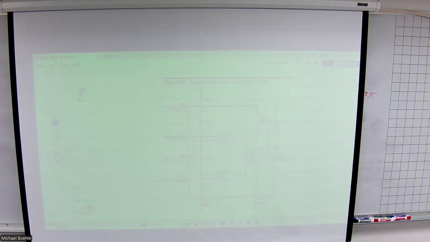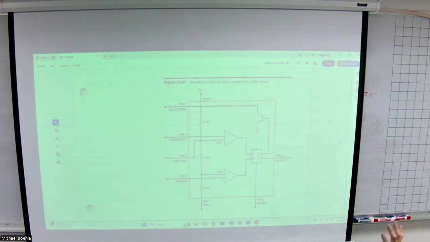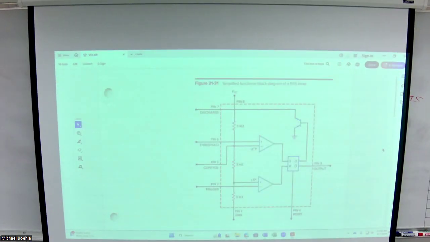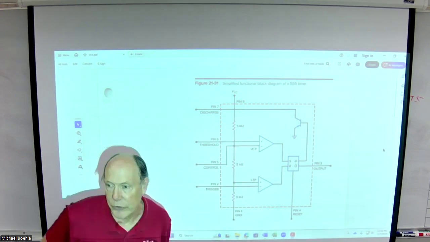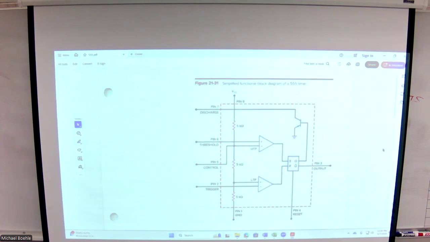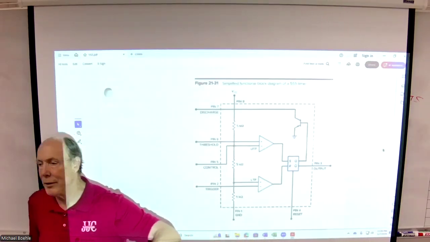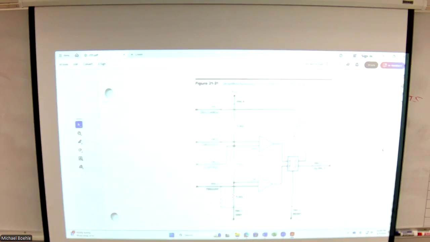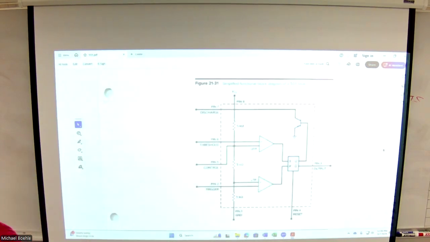A simplified block diagram of this is right here. So we have comparators. Everybody remembers our comparators, wasn't that long ago, right? This is an SR flip-flop. Now, everybody in here has had digital, I hope. I think so. Been a while for some of you. But an SR flip-flop, remember, set, reset.